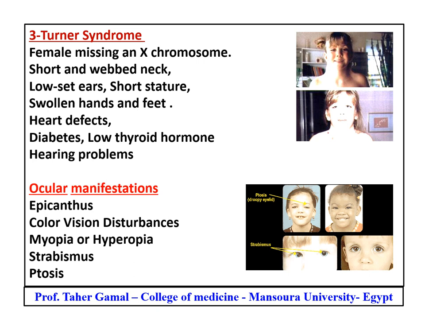The third type of chromosomal disorder is Turner syndrome. Turner syndrome occurs in females missing an X chromosome: short and webbed neck, low set ears, short stature, swollen hands and feet, heart defects, diabetes, low thyroid hormone, hearing problems. The ocular manifestations of Turner syndrome are epicanthus, color vision disturbances, myopia or hypermetropia, strabismus, and ptosis.